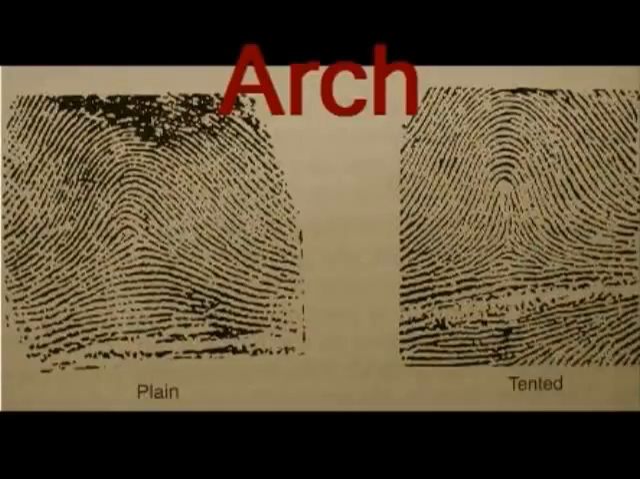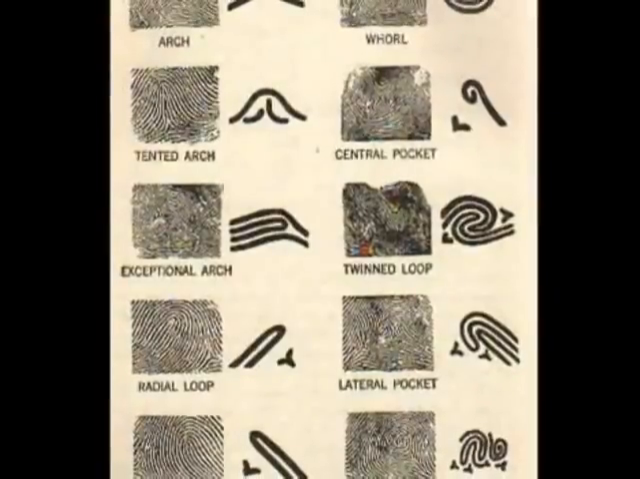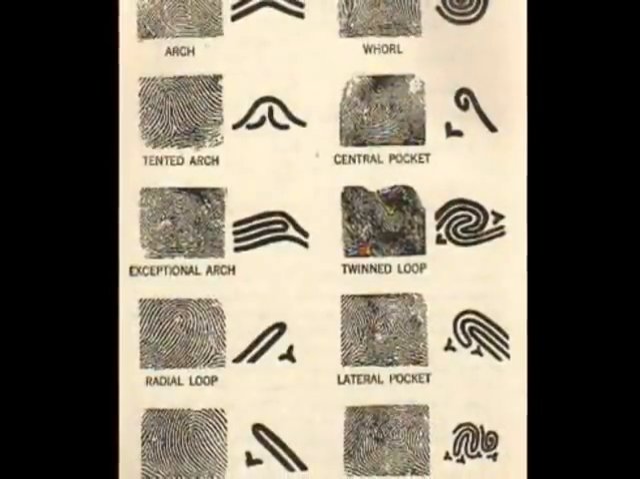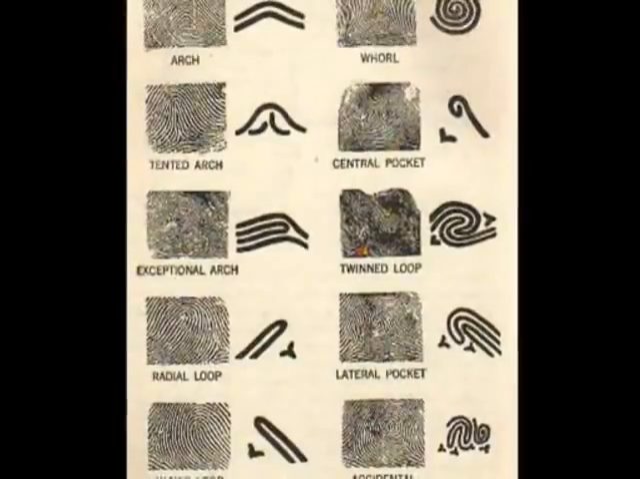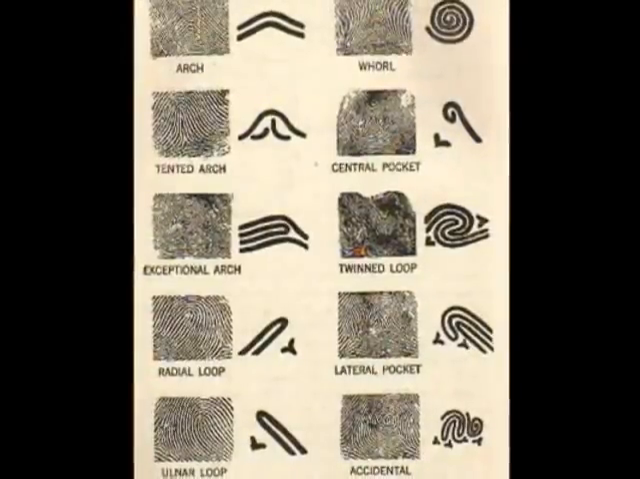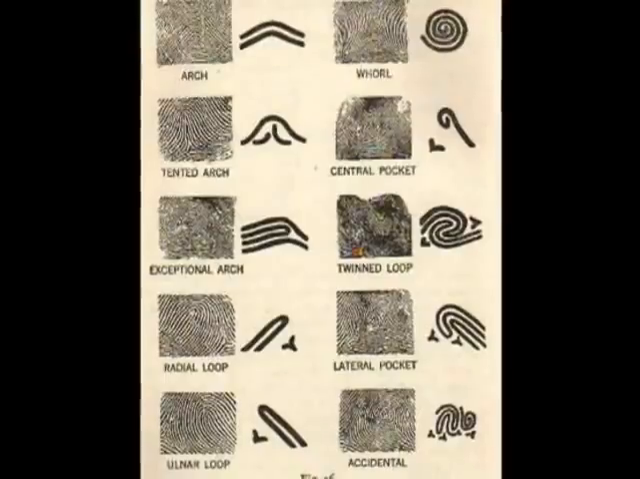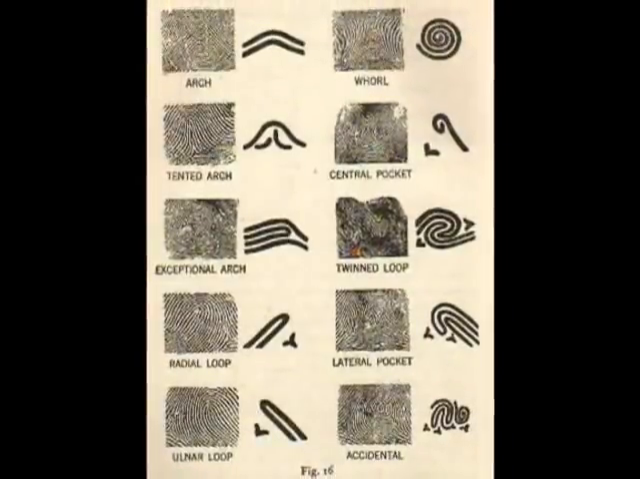Arches slope upward and then downward. They have no deltas or cores. Arches make up only 6% of all fingerprints. Tented arches contain an angle or upthrust and look similar to a loop. Plain arches contain a rise or wave in the center. Composites of level 1 identification are a combination of loops, whorls, and arches. Any combination may occur. Examples include 2 loops, a loop and a whorl, or an arch and a loop.